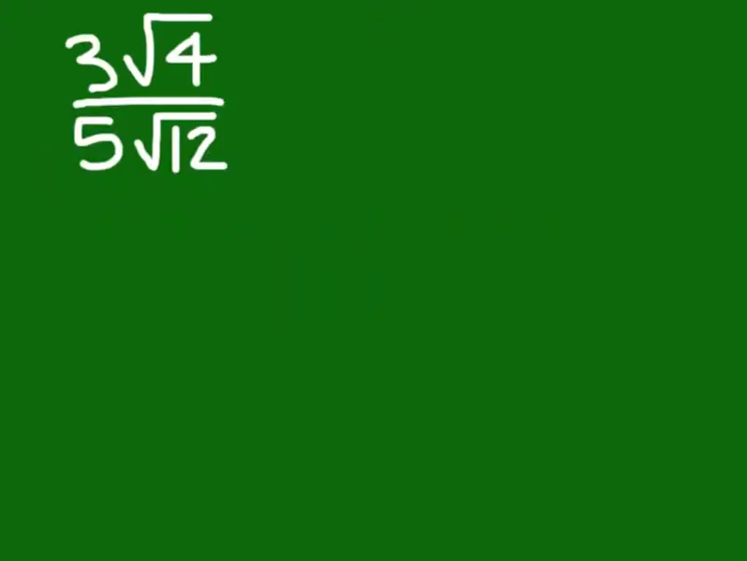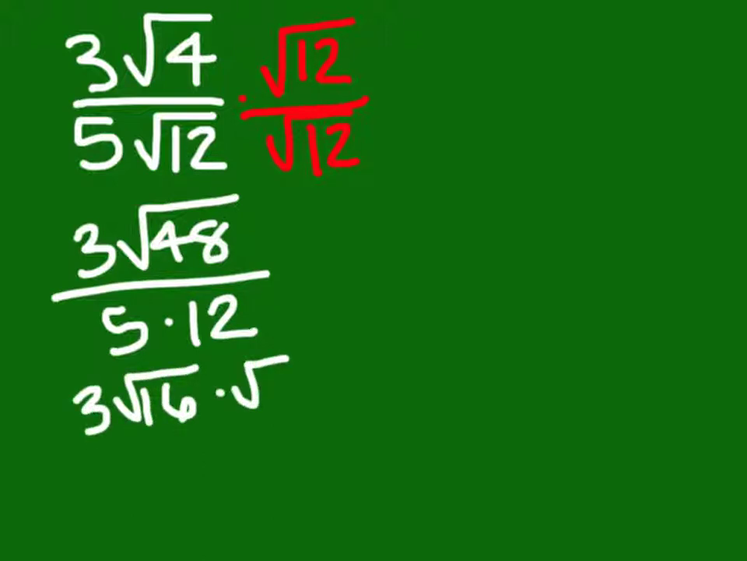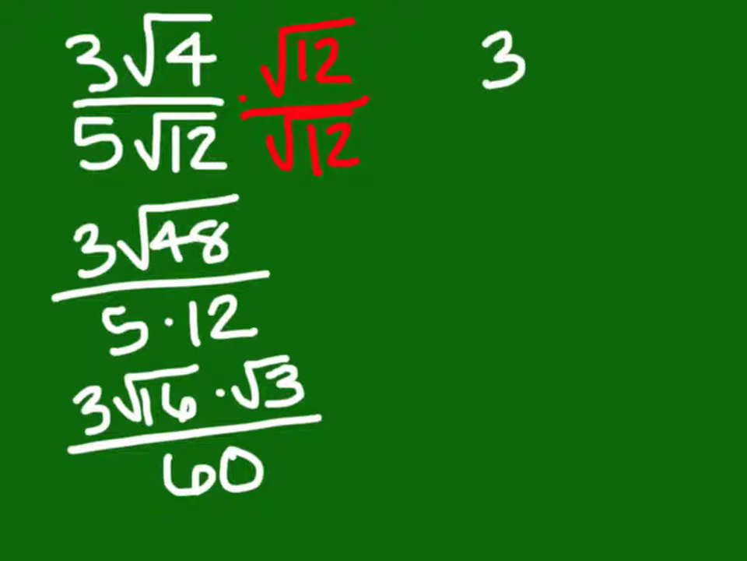For this one, we start off by multiplying by radical 12 over radical 12. So we get 3 times the square root of 48 over 5 times 12. The square root of 48 breaks down into 16 times 3, and 5 times 12 is 60. So we keep the 3. The square root of 16 is 4 times radical 3, all over 60.